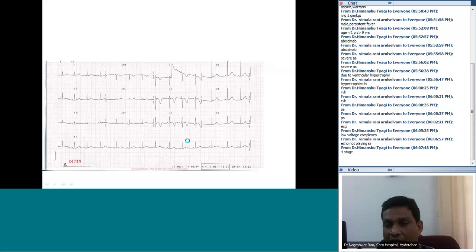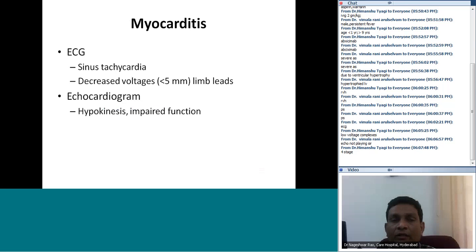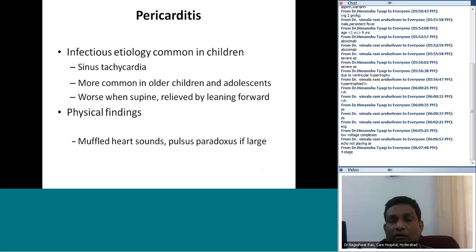So I request you to read the various ECG stages in case of myocarditis. You will see sinus tachycardia, decreased voltages, and echo will give some important clues. The virus and various other things you can read in the textbooks. We will go to the next case scenario.